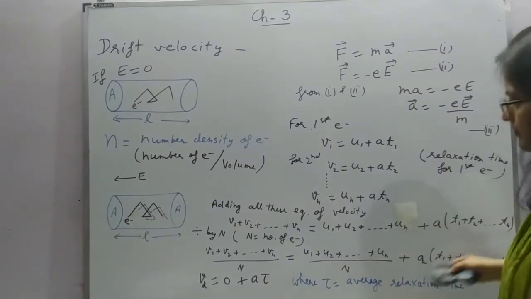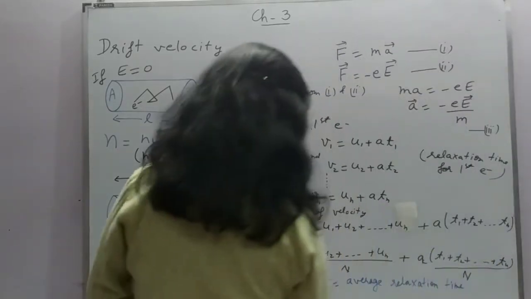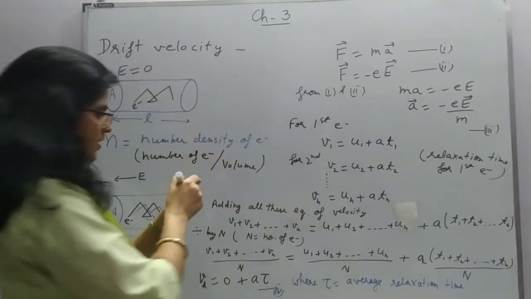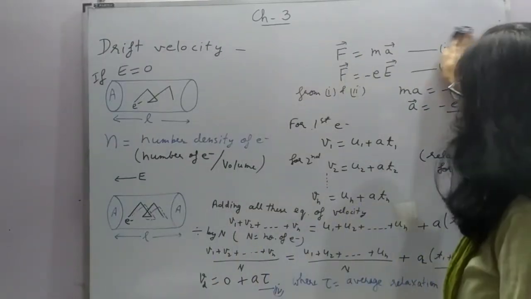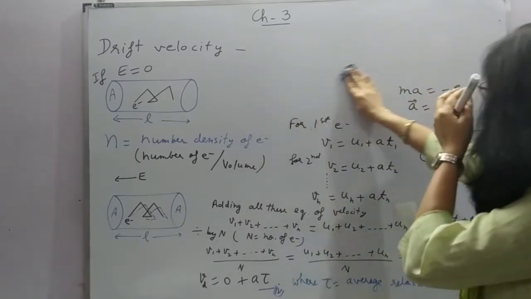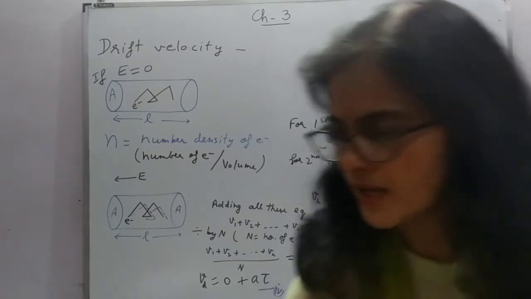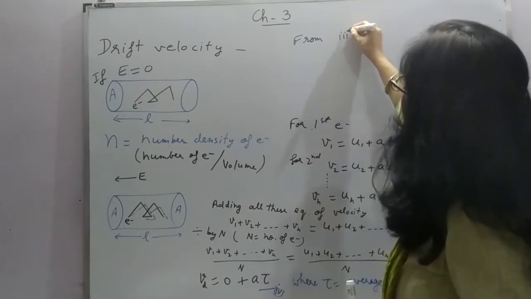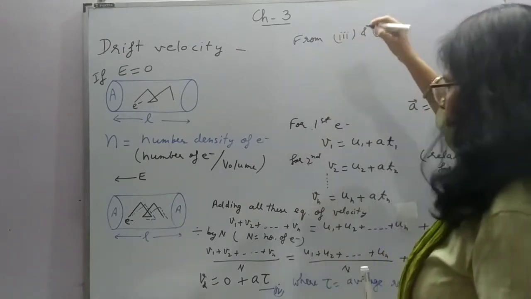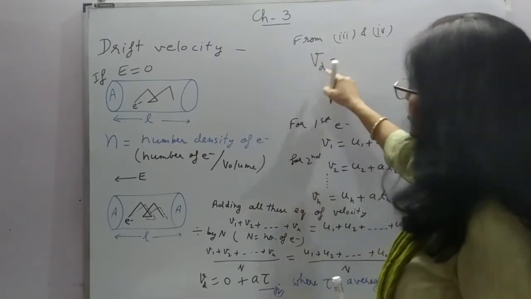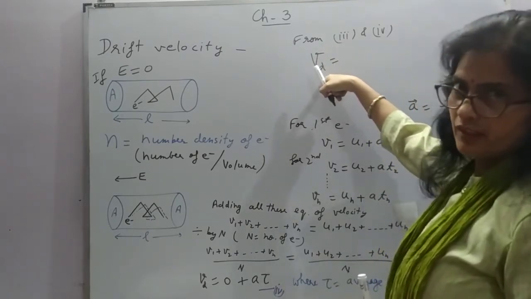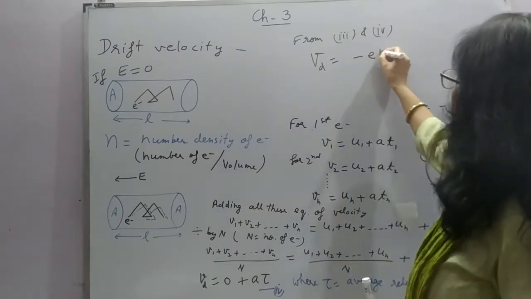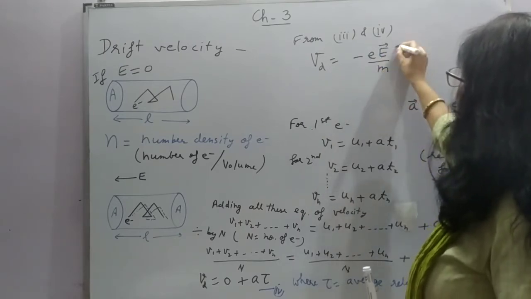So from third, and I'm marking this as equation 4, the last step I'm writing here after rubbing these two steps. This is the last step of this derivation. From third and fourth, what will I get? This is the average velocity attained by electrons in the presence of the electric field, in the direction opposite to the electric field. This is equal to, for isolation I am writing, minus E upon M into tau.